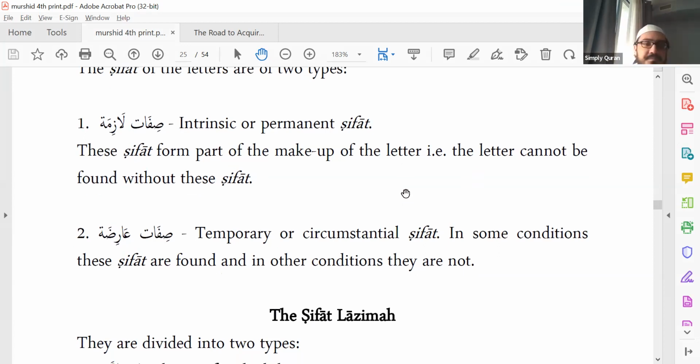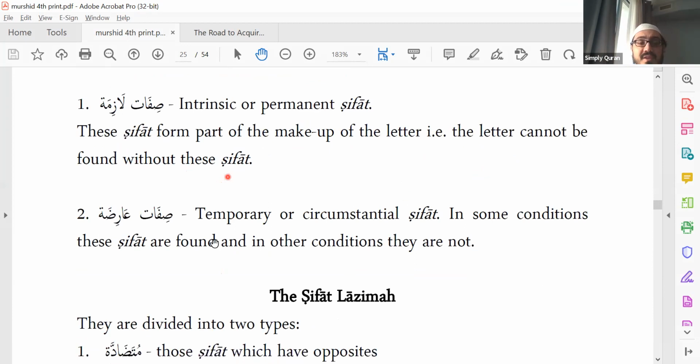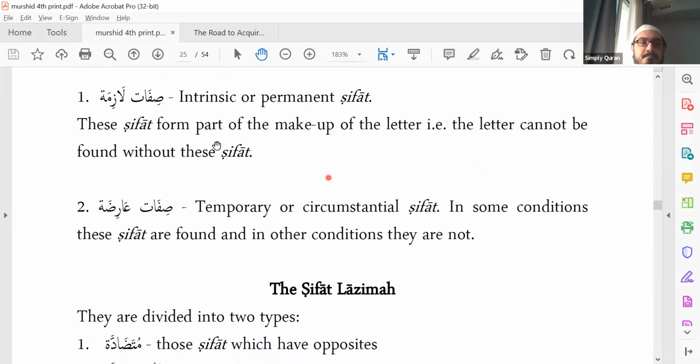Okay, so, and then we have sifat arida. These are temporary or circumstantial sifat. In some conditions, these sifat are found. In other conditions, they are not. Okay, so again, we have intrinsic and temporary or circumstantial.